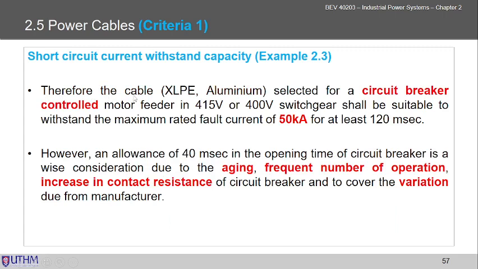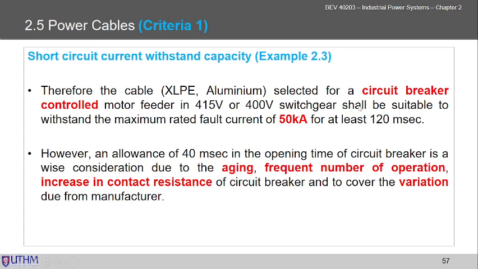Therefore, the cables are XLPE, which means we use XLPE as the insulator, with an aluminium conductor, selected for the circuit breaker control model. So we can calculate for the K in this case. The switchgear shall be suitable to withstand the maximum rated fault current of 50 kiloampere. This is the fault current, this is the I. Remember just now I squared T, I squared. So this is the I, for at least 120 milliseconds. So this is the T.